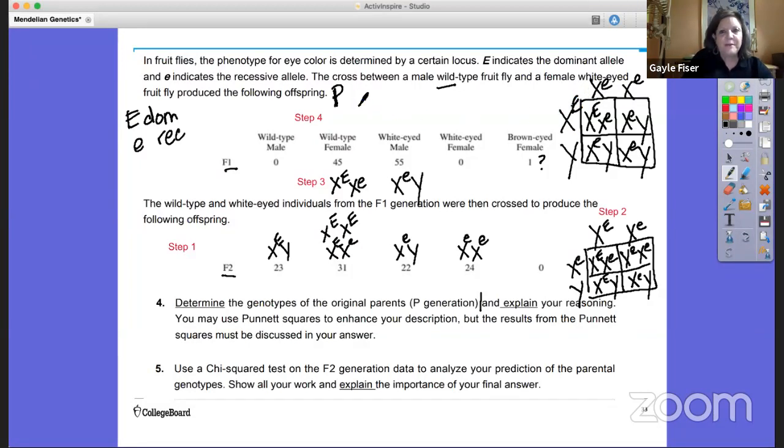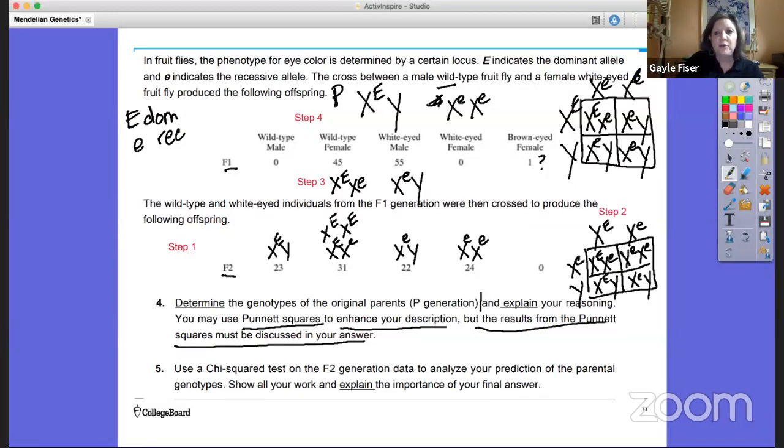And there may have been three different easier ways to do what I just did, but I want you to see where it's coming from. Now, the rest of the question, you'll be glad that I did all that. It says: explain your reasoning. You may use Punnett squares to enhance your description, but the results from the Punnett squares must be discussed in your answer. So this alone would not suffice as an answer, okay? You would have to go through all those words that I just said to get to this point. Those would have to be in your explanation of how this happened.